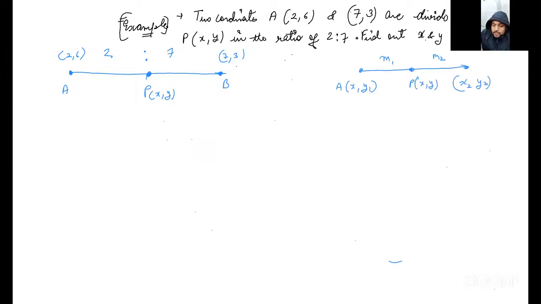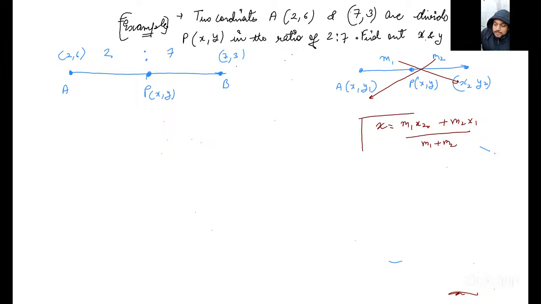Yes, good. So now I gave you a trick. What is the trick? You have to cross multiply. If you're finding x, then m1 into x2, m1 x2, and then m2 into x1, m2 x1, upon m1 plus m2. Did you understand, guys? Please pay attention.